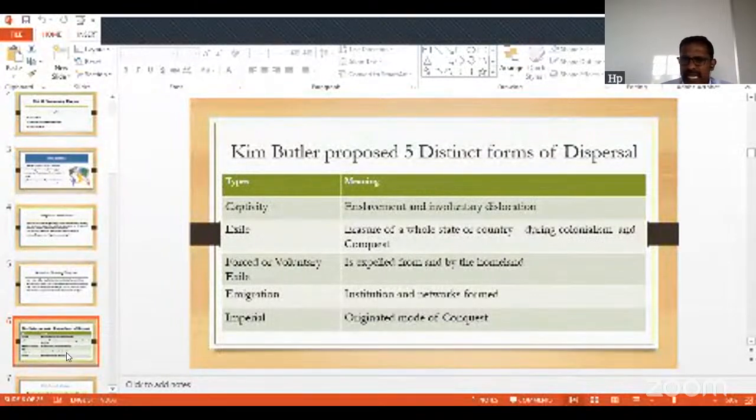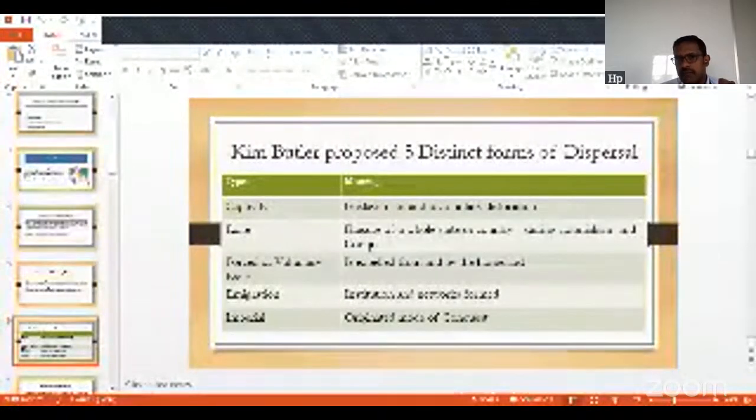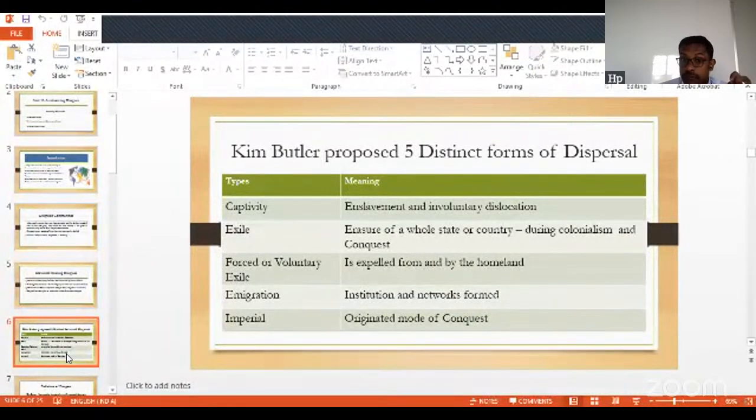The next one is exile, the erosion of a whole state or country during colonialism and conquest. India is an example of this. When British rule came, they colonized our country for trade and for looting our resources. When that took place, our people migrated from one place to another within India itself. They were dispersed or forced to do it. During colonialism, the British government sent our people to other countries, like some African countries, as coolies and workers, and forced us to be part of the British Army.